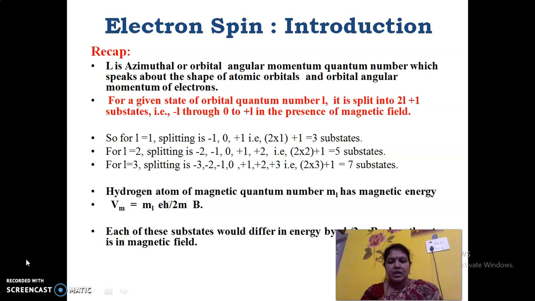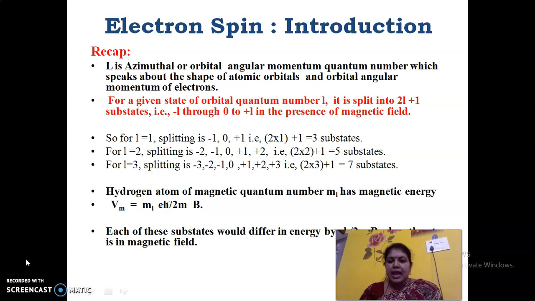We have three other quantum numbers. N is the principal quantum number giving the energy of the electrons. L is the azimuthal quantum number, gives the possible orientations and magnitude of the orbital angular momentum. We have ML, which is the magnetic quantum number, and another one, the spin quantum number. So a given state of orbital quantum number L gets split into 2L plus 1 substates in the presence of magnetic field, running from minus L to plus L through 0.